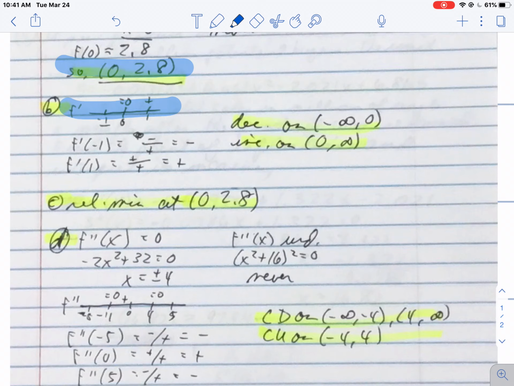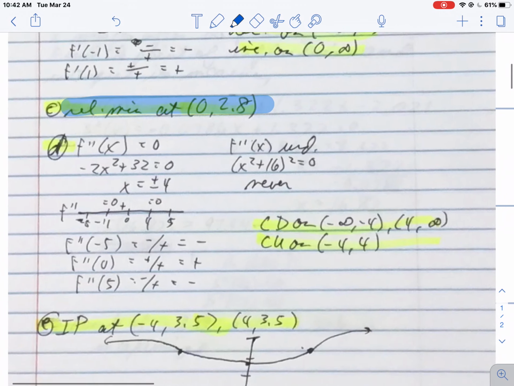So that gives us a function that is decreasing on the interval from -infinity to 0 because f prime is negative, and increasing on the interval from 0 to infinity because f prime is positive. And since we do have a change in that behavior, changing from decreasing to increasing at x equals 0, then we do have a relative minimum at that point, at (0, 2.8).